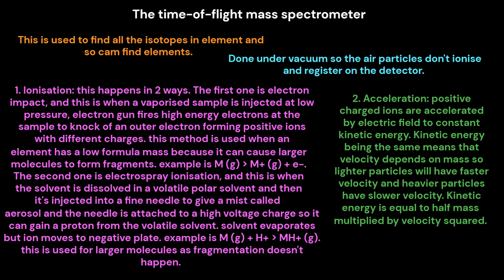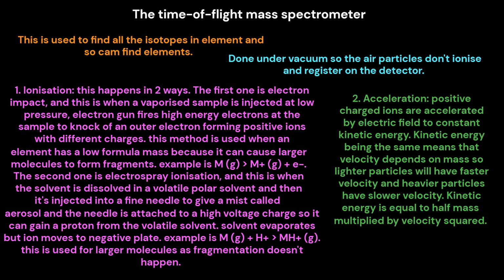This method is used when an element has a low formula mass because it can cause larger molecules to form fragments. The second one is electrospray ionisation, and this is when the sample is dissolved in a volatile polar solvent, and then it's injected through a fine needle to give a mist called an aerosol, and the needle is attached to a high-voltage charge, so it can gain a proton from the volatile solvent. Solvent evaporates, but the ion moves to the negative plate. This is used for larger molecules as fragmentation doesn't happen.